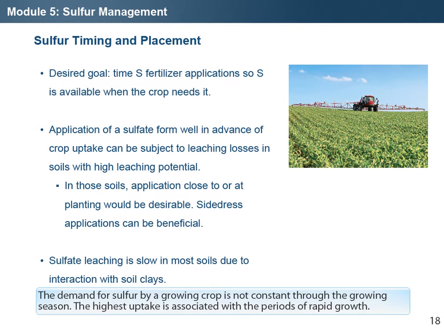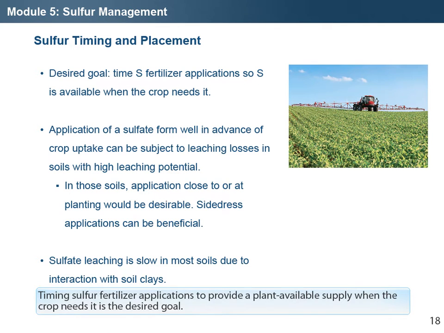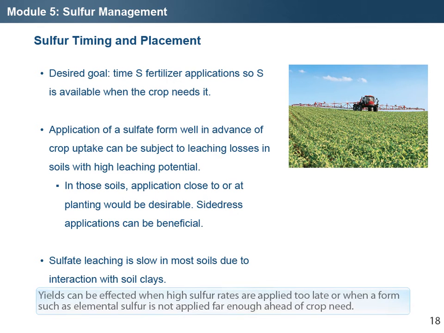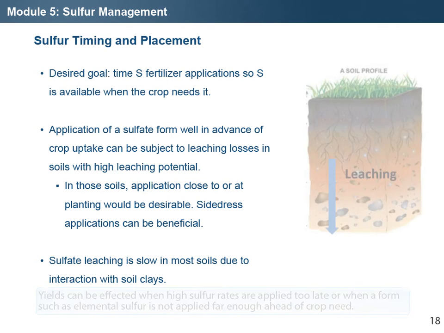The demand for sulfur by a growing crop is not constant through the growing season. The highest uptake is associated with the periods of rapid growth. Timing sulfur fertilizer applications to provide a plant-available supply when the crop needs it is the desired goal. Plants subject to deficiency during a high demand period may not recover to achieve full yield potential. Yields can be affected when high sulfur rates are applied too late, or when a form such as elemental sulfur is not applied far enough ahead of crop need.